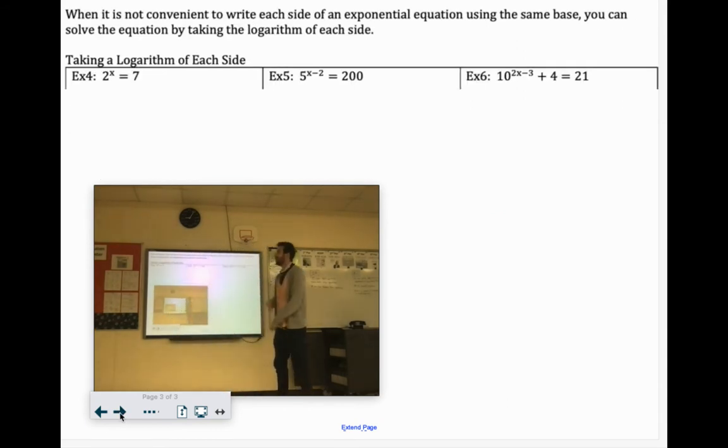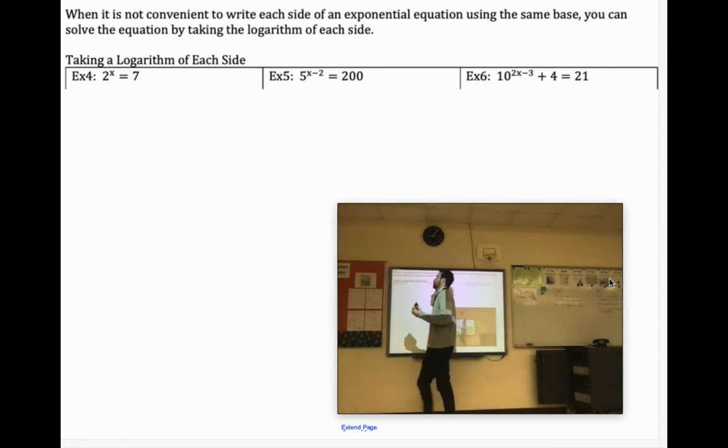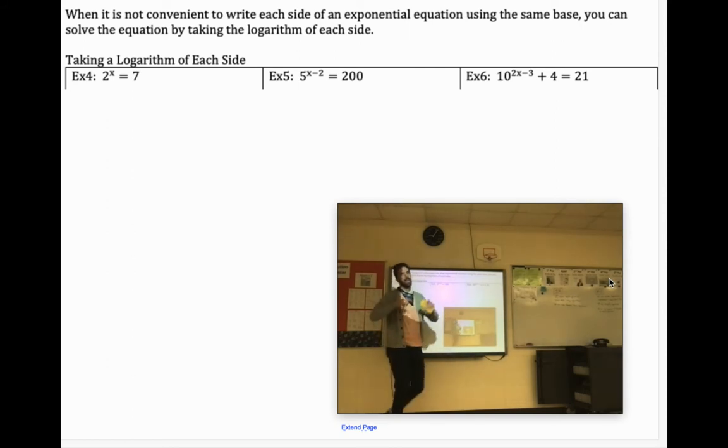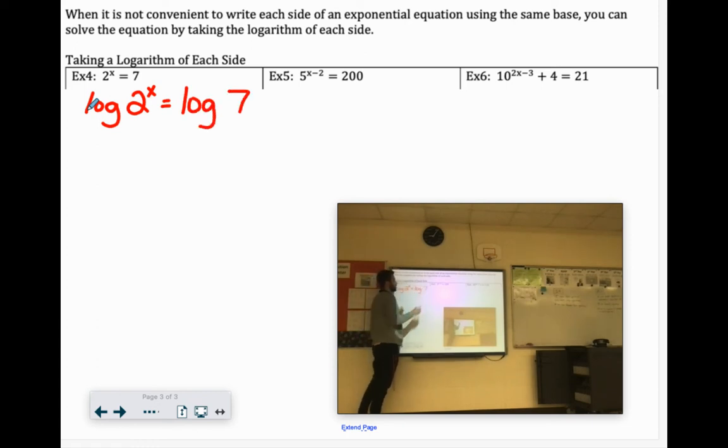2 to the x equals 7. Now, they don't have a common base here. But the nice thing is, you can do whatever you want to an equation. But if you do it to one side of the equal sign, you have to do it to the other to keep it balanced. So when you have two things with uncommon bases, you can't get that common base. We're going to say, log it, baby. So we're going to make this log of 2 to the x equals log of 7. We just logged both sides.